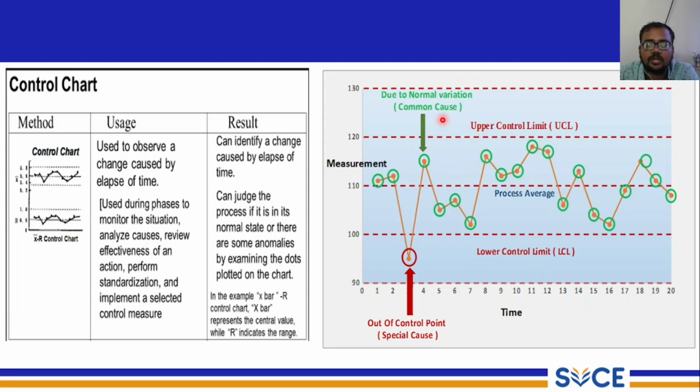So it helps you to categorize the data and identify any change which is caused by the lapse of time. Also, whether the process is in a normal stage or there are any anomalies present, you can identify that using this control chart. That is one of the key observations of a control chart, which helps you analyze the data as a function of time. As time goes by, how the process is behaving or how the observations are moving, that kind of analysis can be done using this control chart.